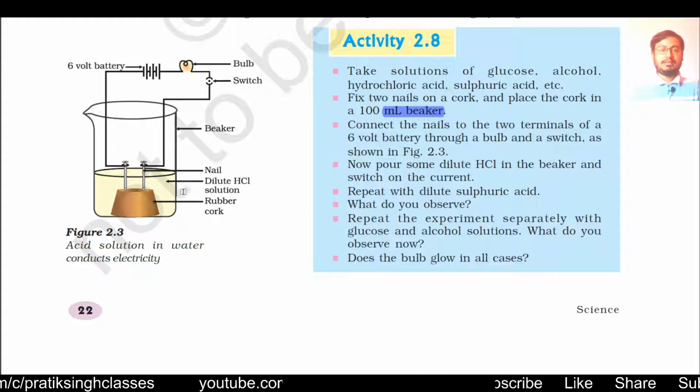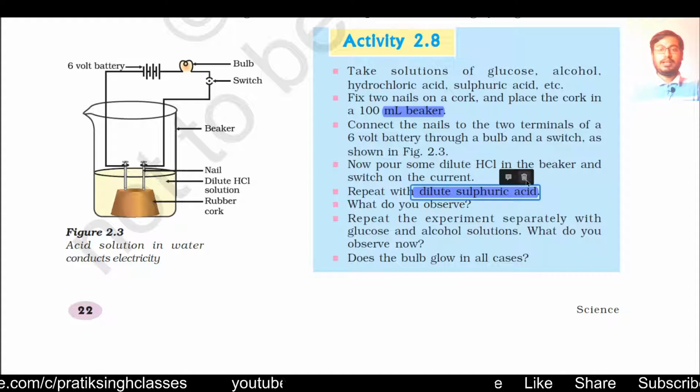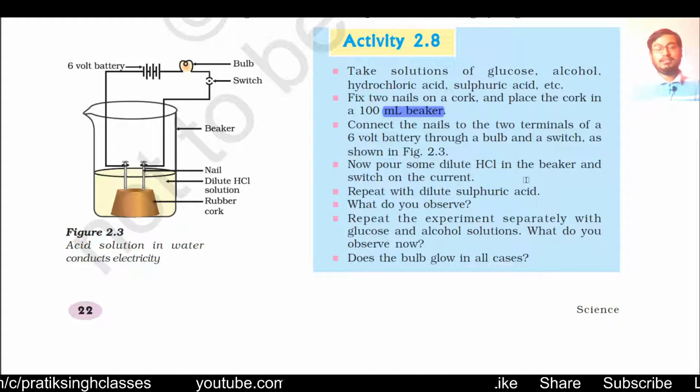That means that hydrochloric acid is a good conductor of electricity. Repeat with dilute sulfuric acid. Instead of doing this with hydrochloric acid, repeat this with H2SO4. You will find that again in case of sulfuric acid, the bulb has glowed when you switched on the switch. What do you observe? We have observed here that sulfuric acid is also a good conductor of electricity.